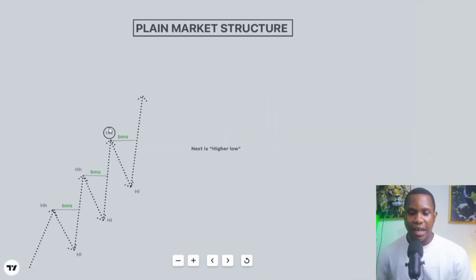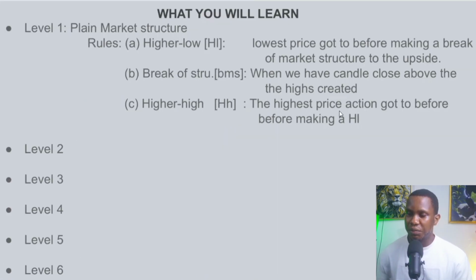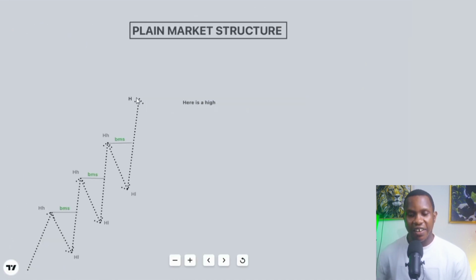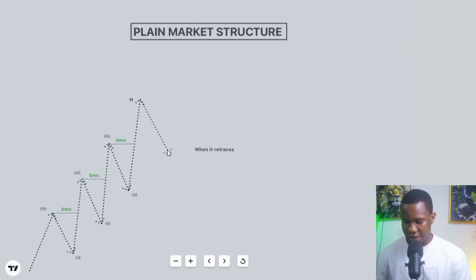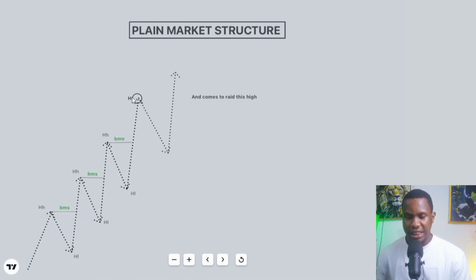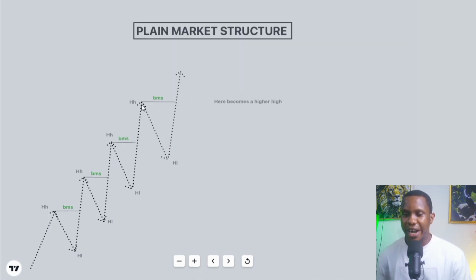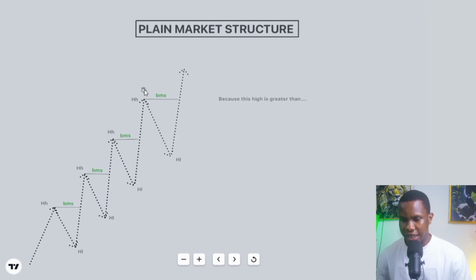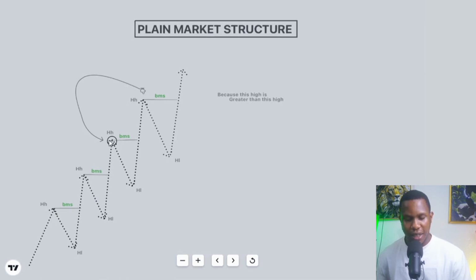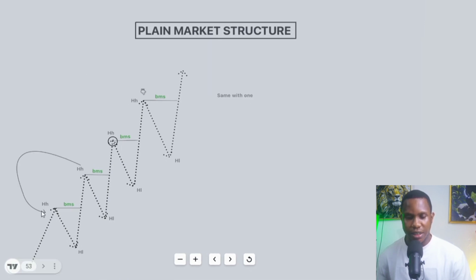Our higher high, guys. Our higher high is the highest price action got to before making a higher low. Here is a high, right? And when it traced here and came to raise this high, giving us a break of market structure, confirming here as our higher low. Here was our higher high, highest it came to, because what? This high is greater than what? This particular high. This high is greater than this particular high.